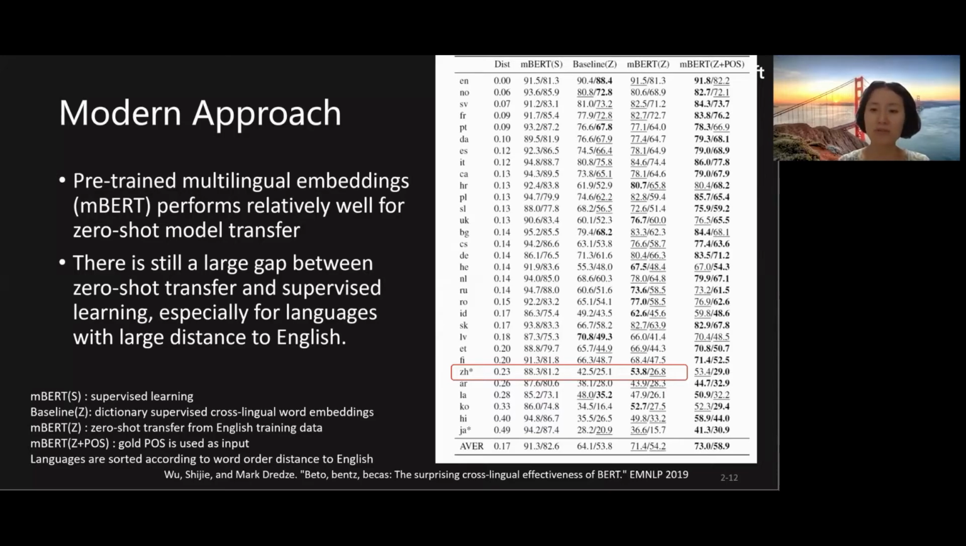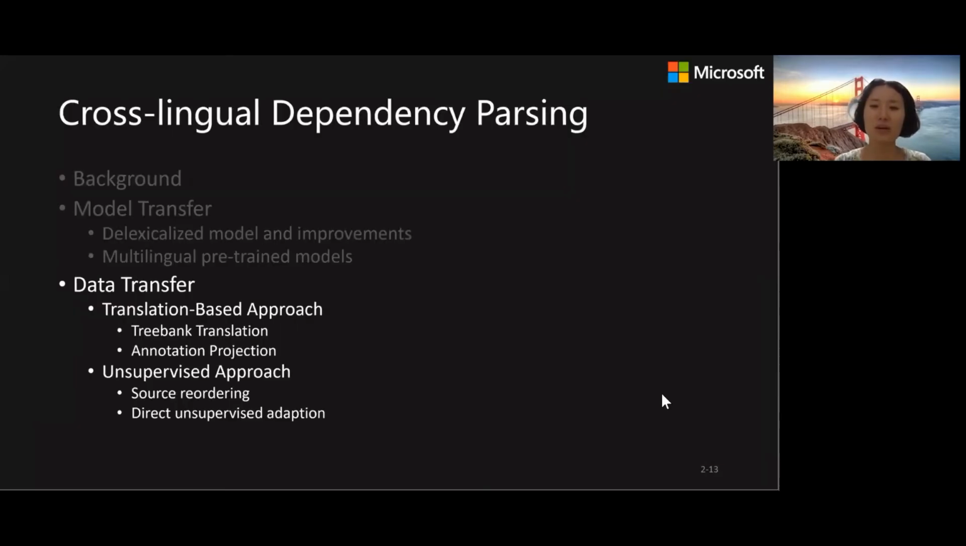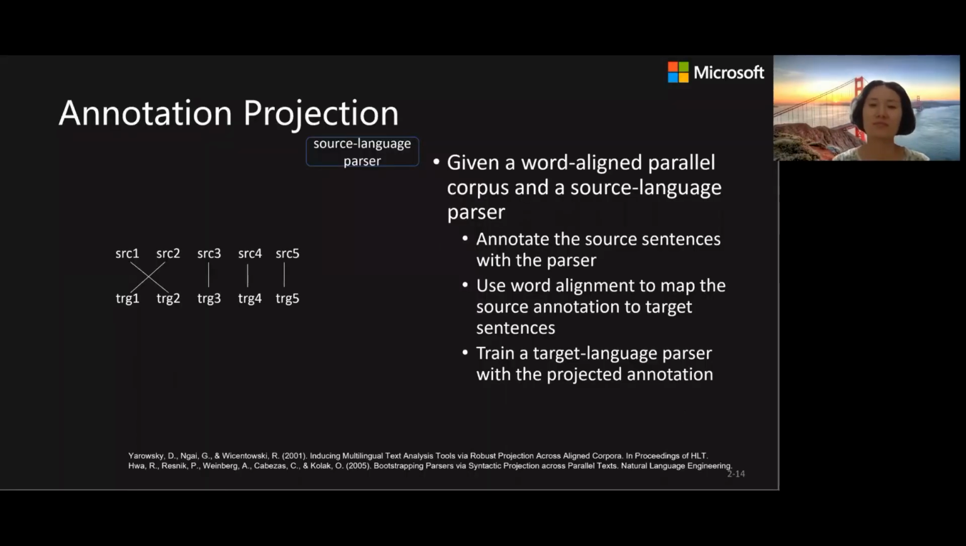So a promising way to improve that is to involve data transfer approaches. Next, we will describe two popular data transfer approaches for cross-lingual dependency parsing, namely the translation-based approach and the unsupervised approach. Let's first talk about the translation-based approach.